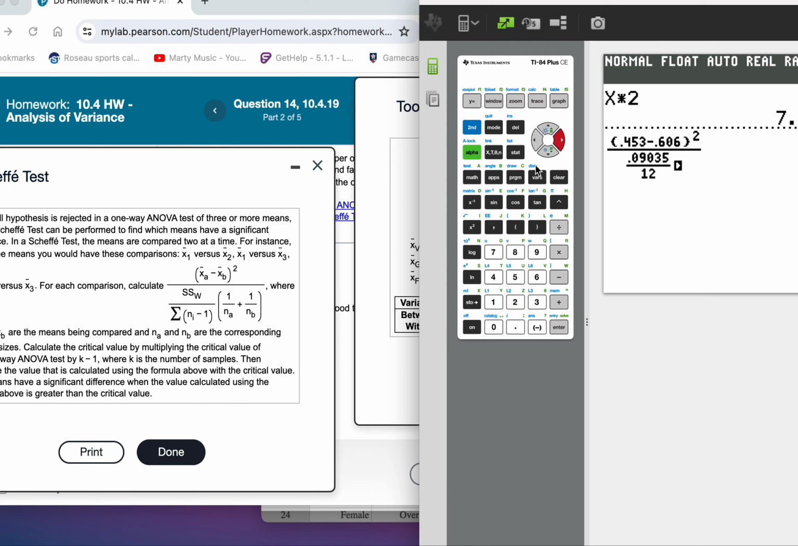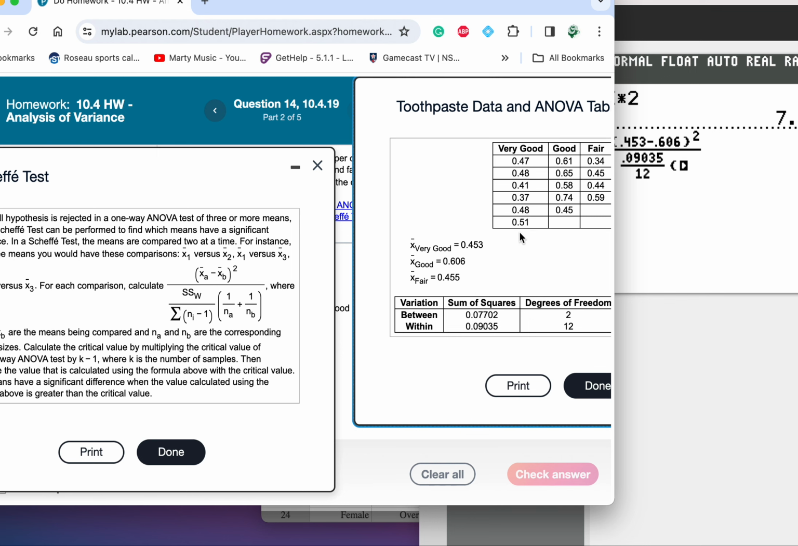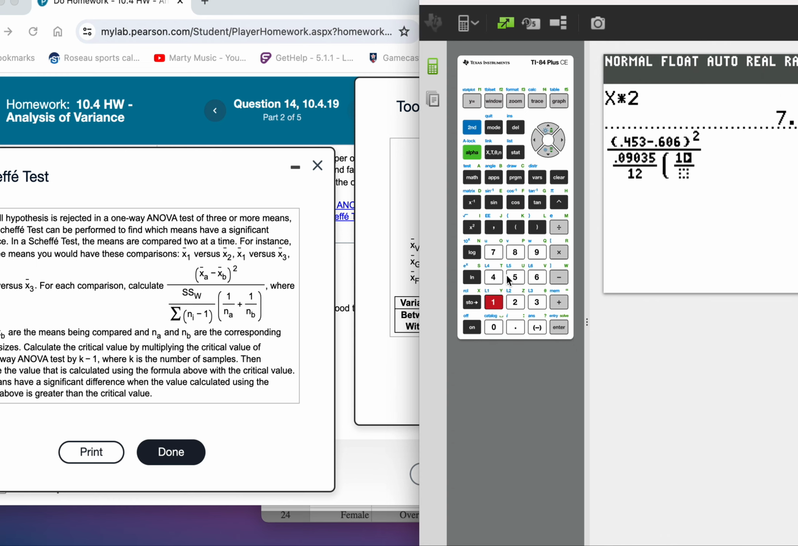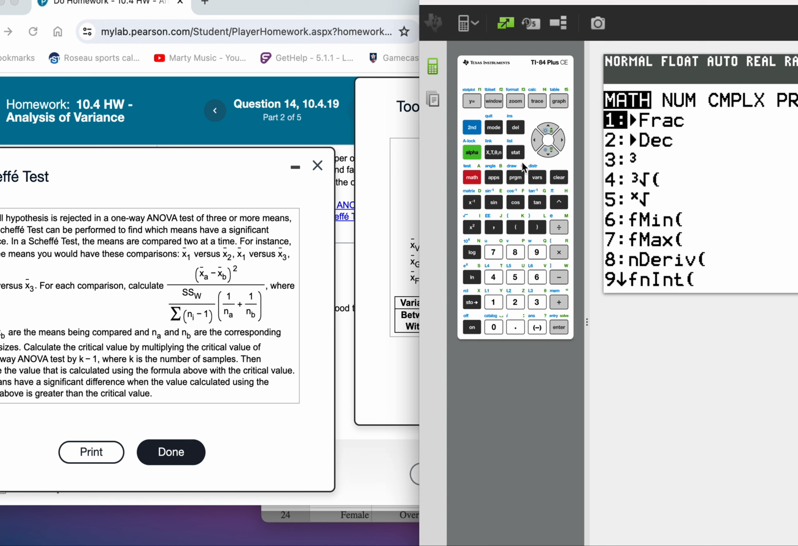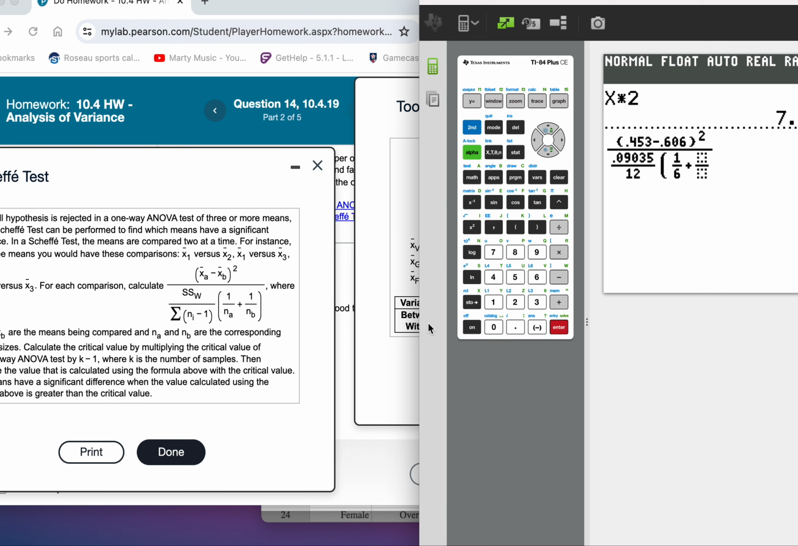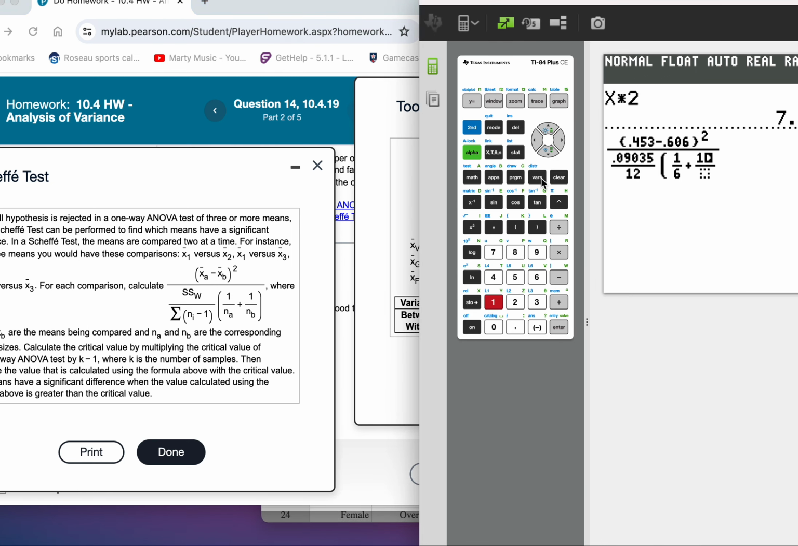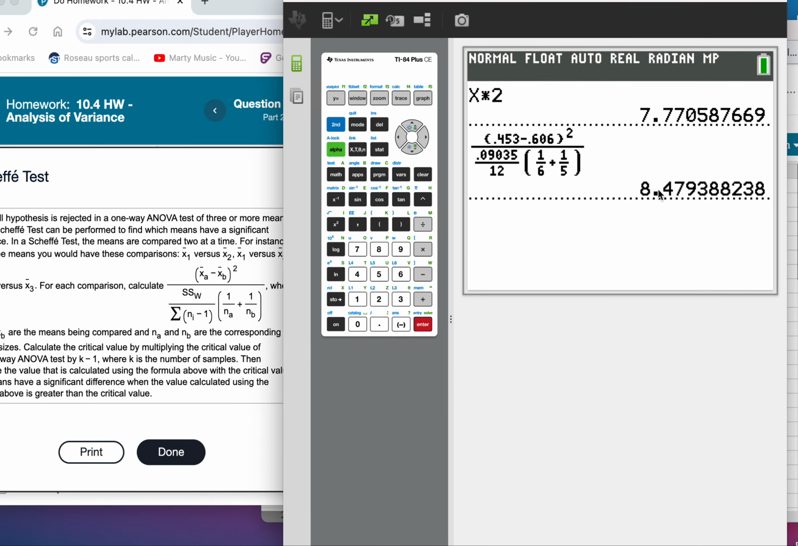Okay, and then here is going to be 1 over my sample size for my A, which in my case was very good, so 1/6. Plus 1 over my sample size for B, which in my case was good, so 5. And hit enter. So my value is 8.48.